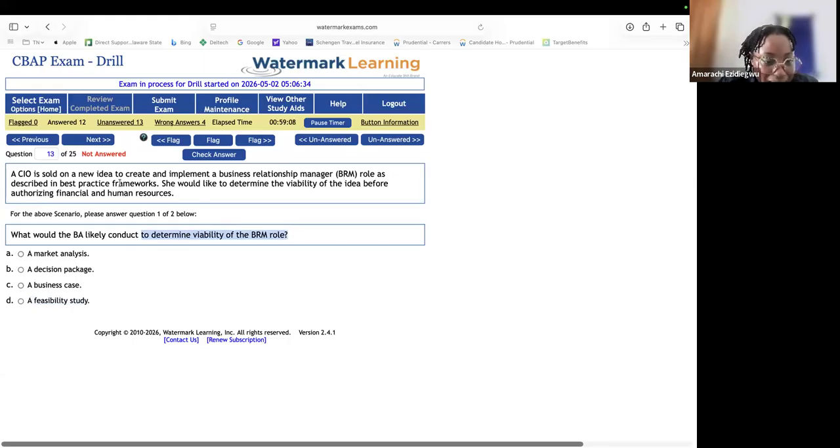I don't think market analysis is the answer. So I guess what you are telling me is I can eliminate A, B, C and keep D. Yes, for me. Okay. Any other opinion or idea?